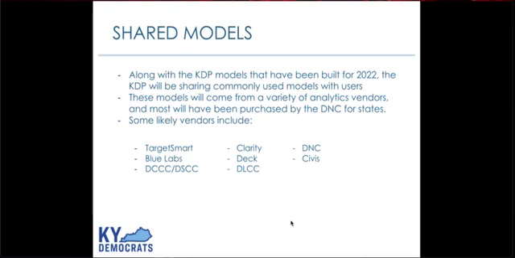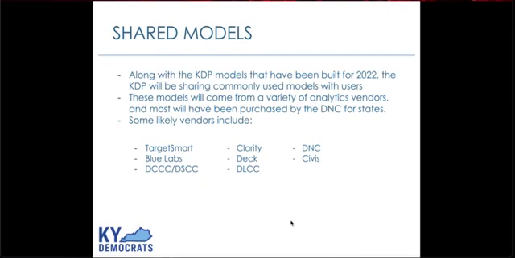So some of the ones that you might see most commonly are going to be built by TargetSmart, Clarity, the DNC themselves, Blue Labs, DEC, Civis, the DCCC/DSCC, and DLCC will build and share models as well.